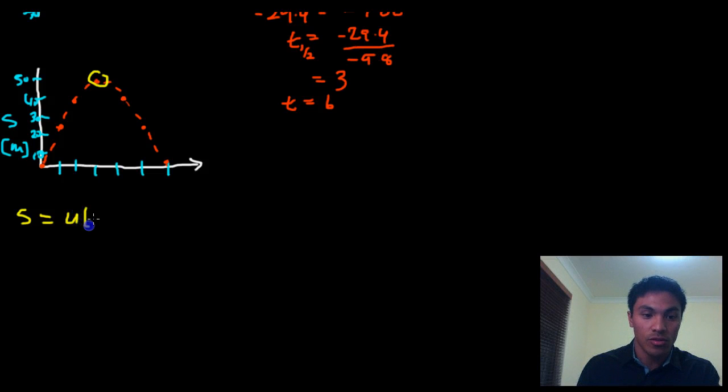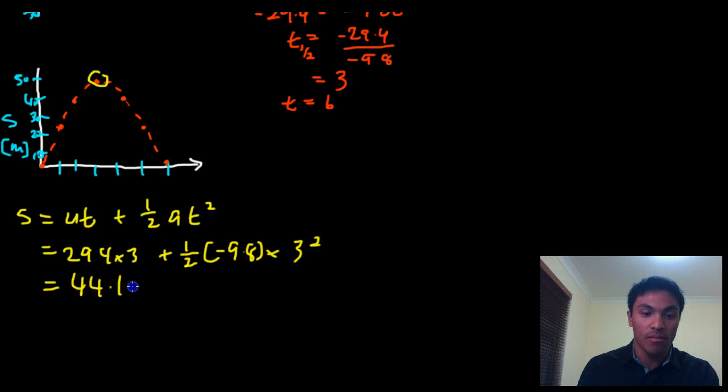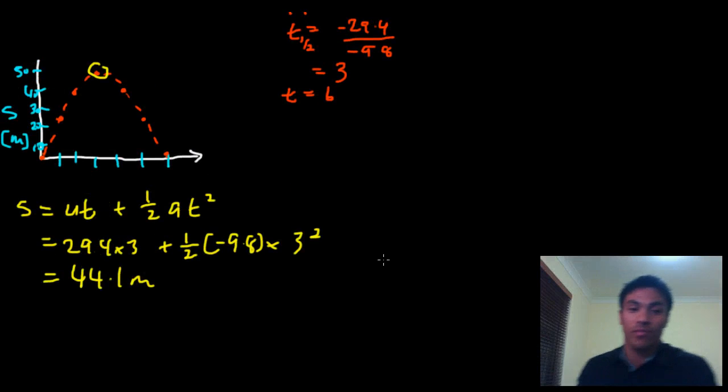So it was ut plus half at squared. We've just figured it out, which equals 29.4 times 3 plus half of negative 9.8 times 3 squared. So it actually should end up about 44.1 meters at its maximum. Okay, last bit of information. I'm sorry, it's the very last bit.